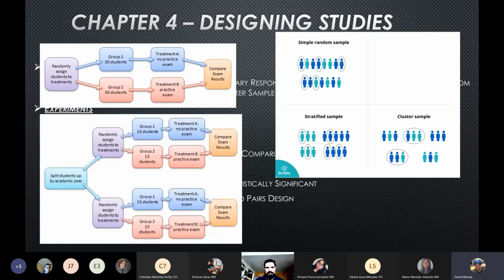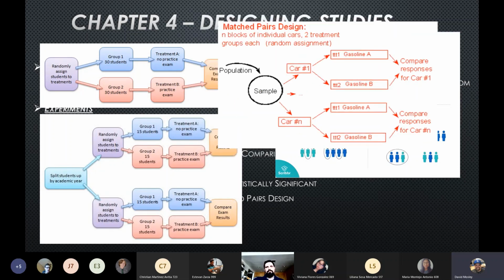If we're using a randomized block design, we split the students up by academic year, freshmen and sophomores, we could say. And then we randomly assign the students within each group to one of the two treatment groups, and then we flip a coin to see which group in each of those gets which treatment, and we compare the results of each of the blocks. So this has an extra stage in it where we're grouping by a common characteristic, in this case, academic year. We could group by age groups, and that creates our blocks.